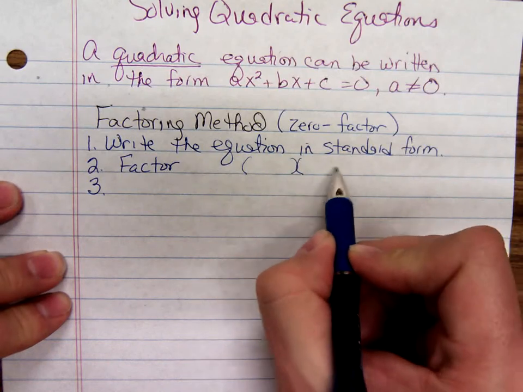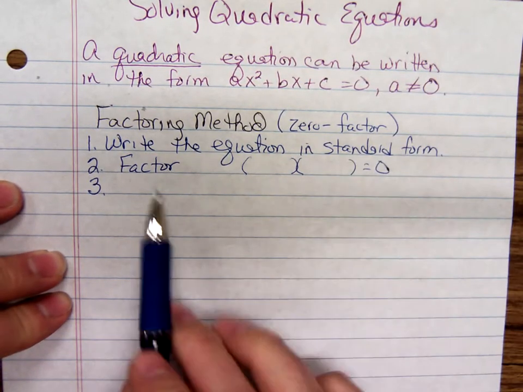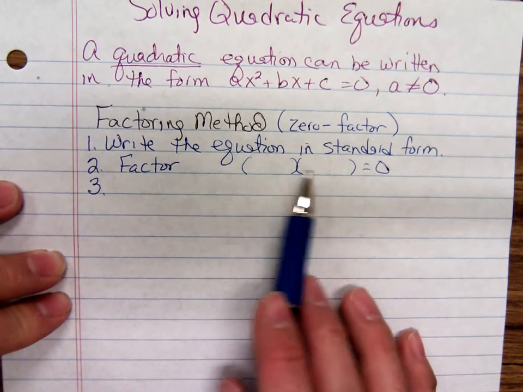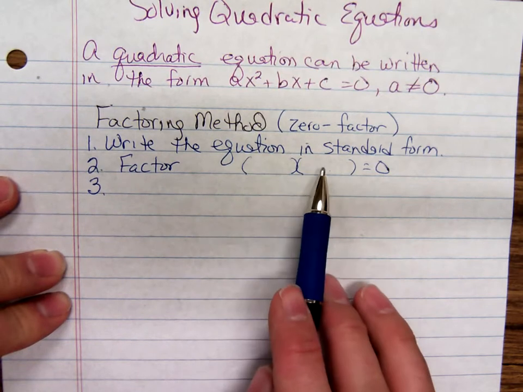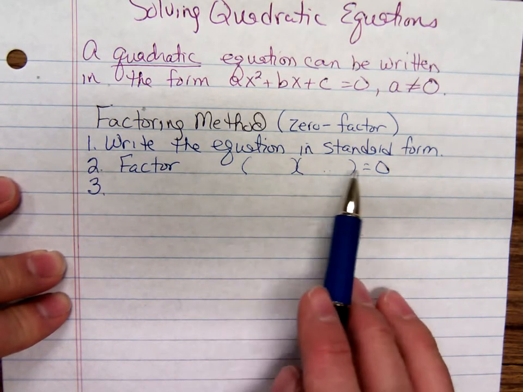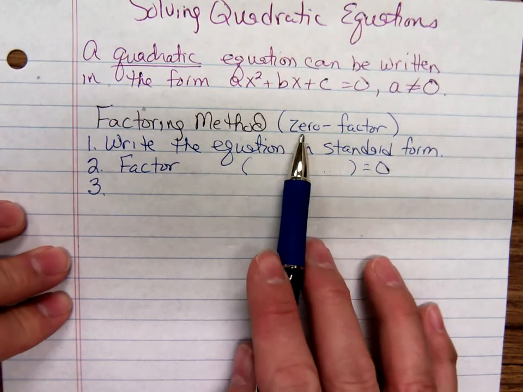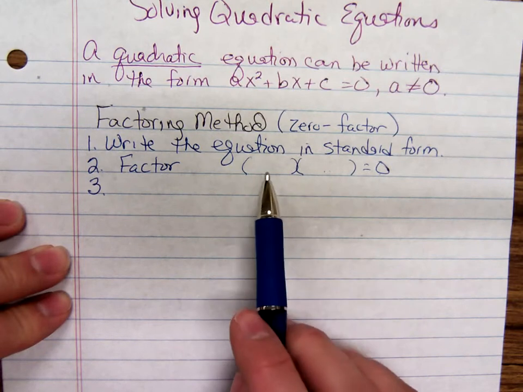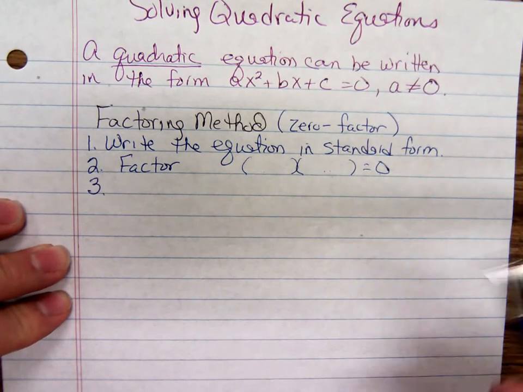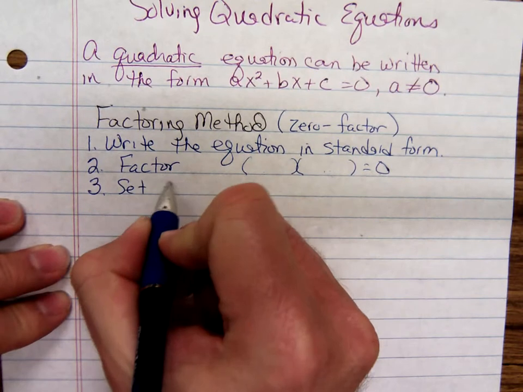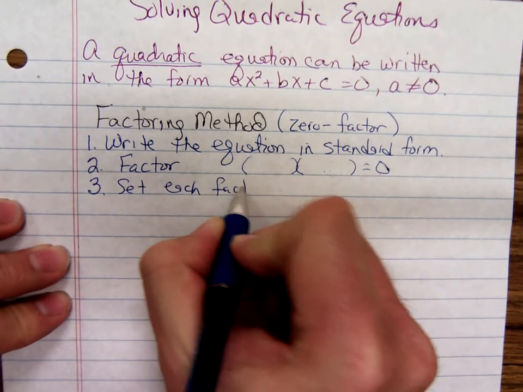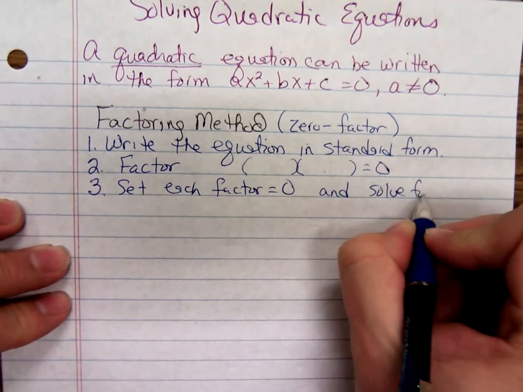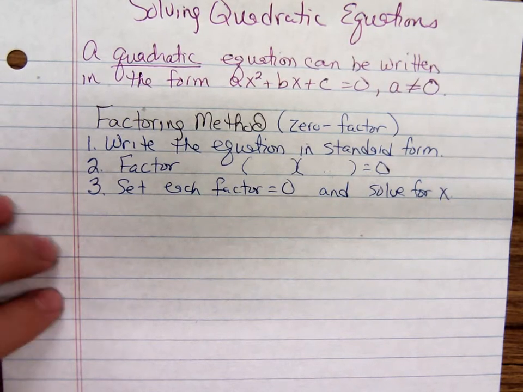And then once you've factored it, it's going to look like this. You're going to have parentheses times parentheses equals 0. I'm going to be factoring with the reverse FOIL property. Once you have it like this, if you have two sets of parentheses being multiplied together to give you 0, there's a property of 0 and multiplication which says if a times b is 0, one of those, either a or b, needs to be 0. So you'll set each factor equal to 0 and solve for x, or whatever the variable is.